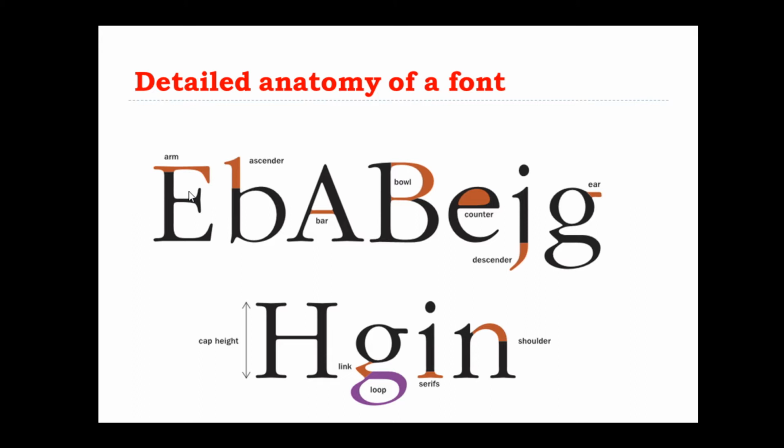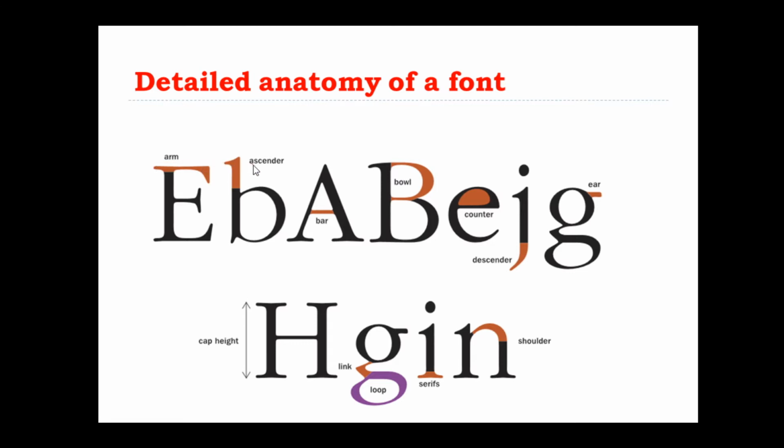So we will start with the term arm. Arm is an upper horizontal or diagonal stroke that is attached on one end and free on the other. So arm is represented right here. It is an upper horizontal or diagonal stroke that is attached on one end and free on the other.